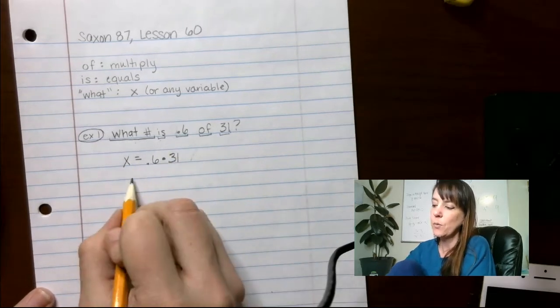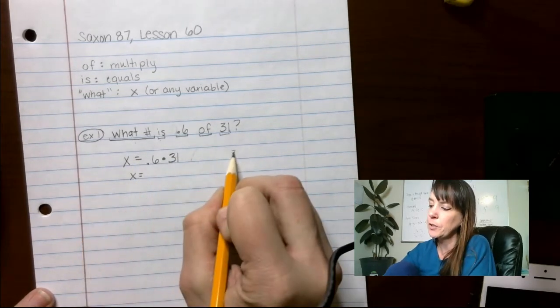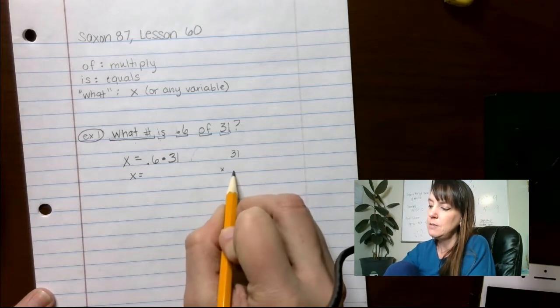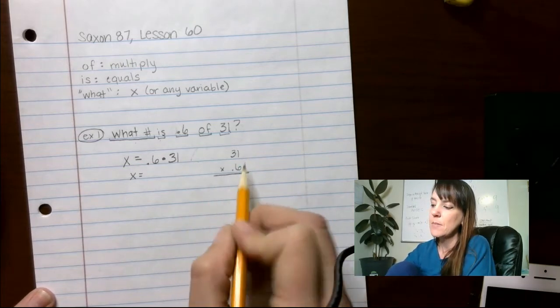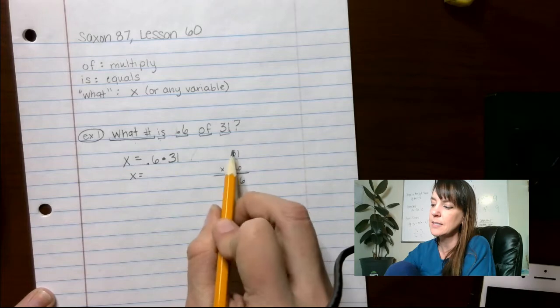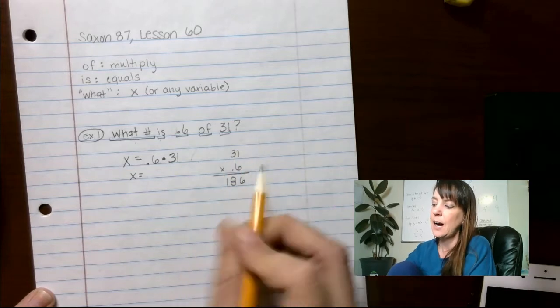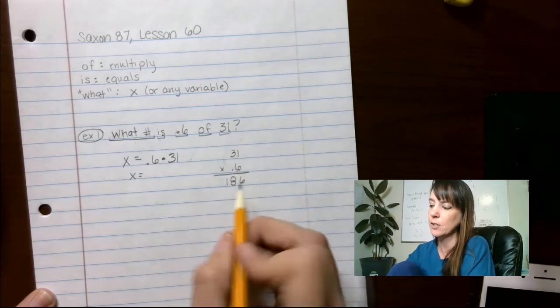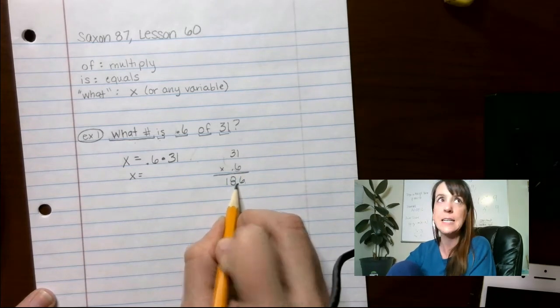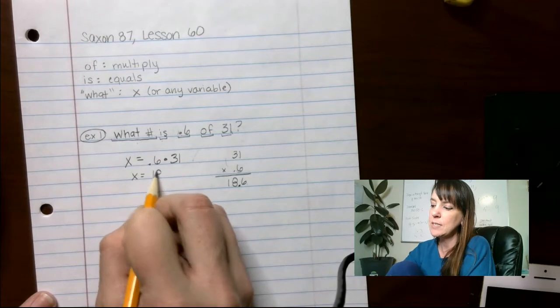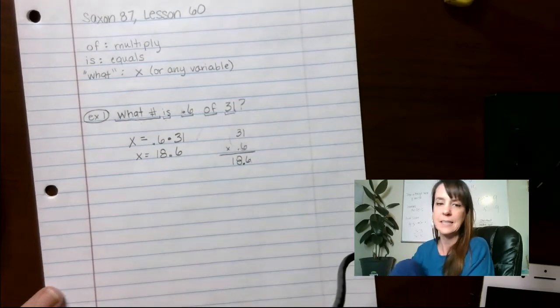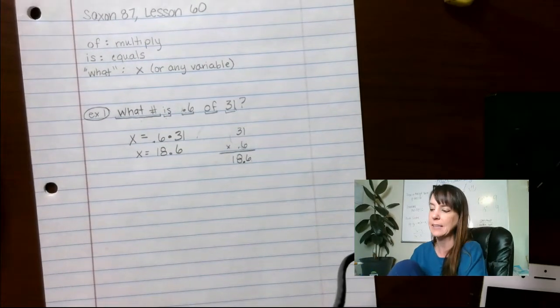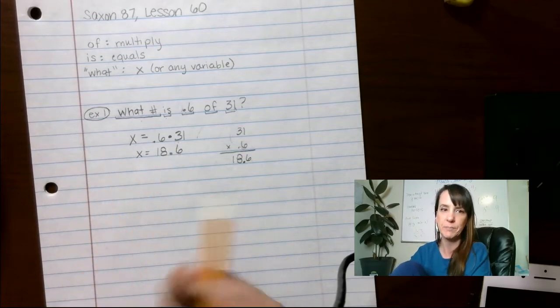All right, so we're going to do 31 times 0.6. 6 times 1 is 6. 6 times 3 is 18. The number of digits behind decimals is just this 1 right here, so we're going to move this over 1 spot, 18.6. So x equals 18.6. So all we have to do is translate from English to math. We're solving for x here, okay?